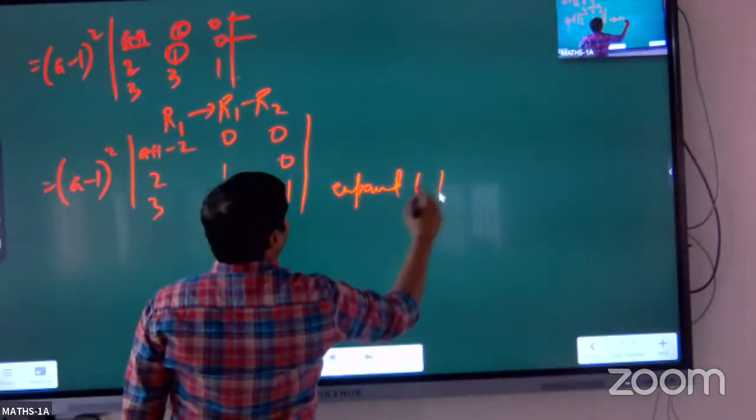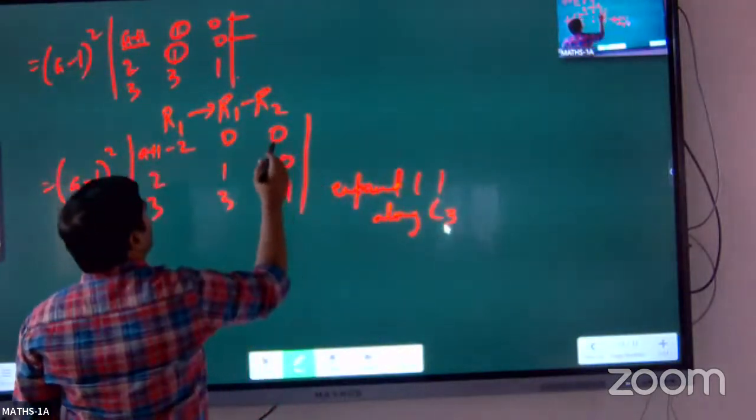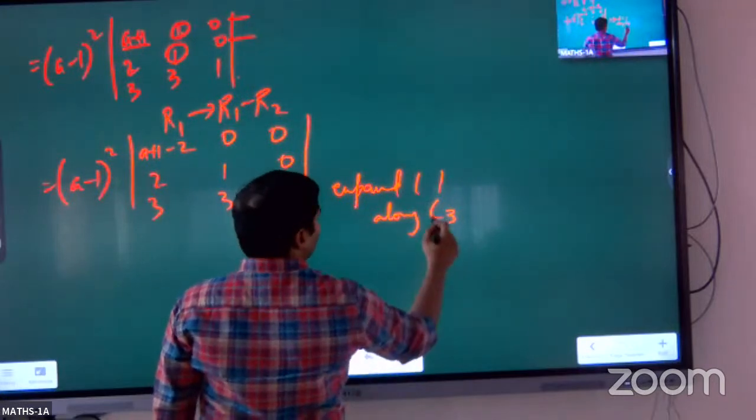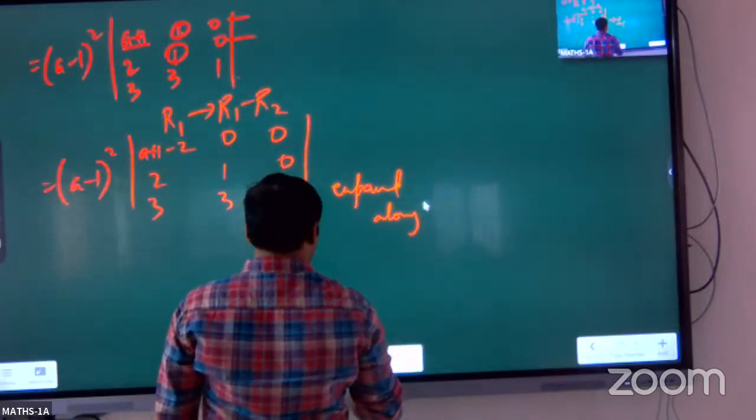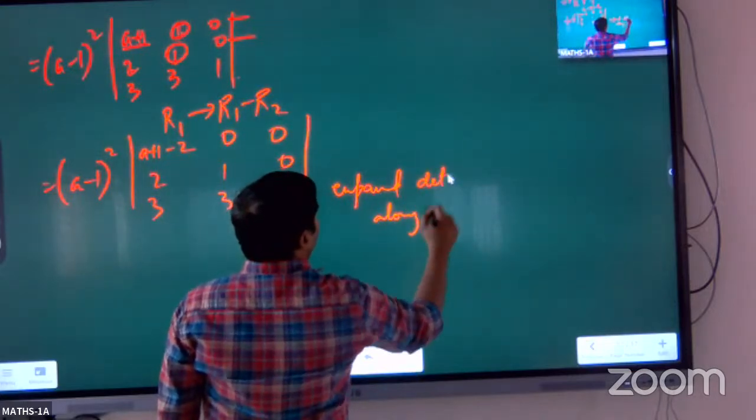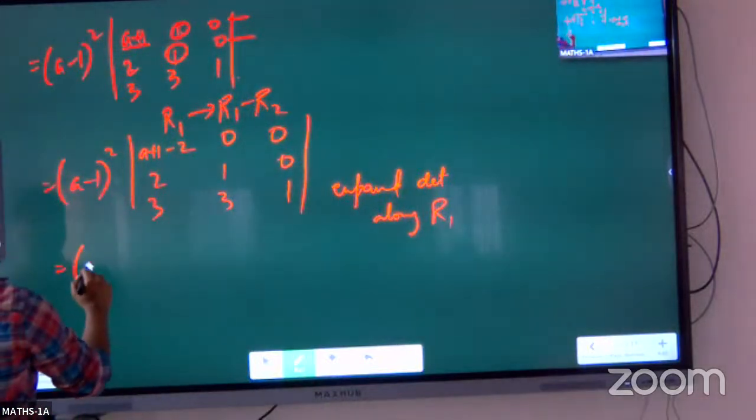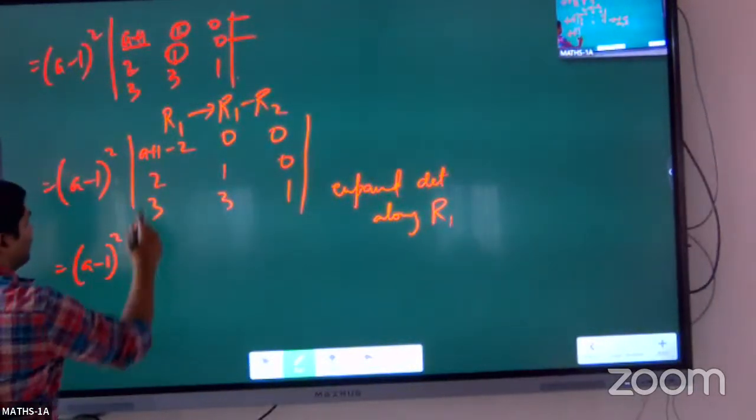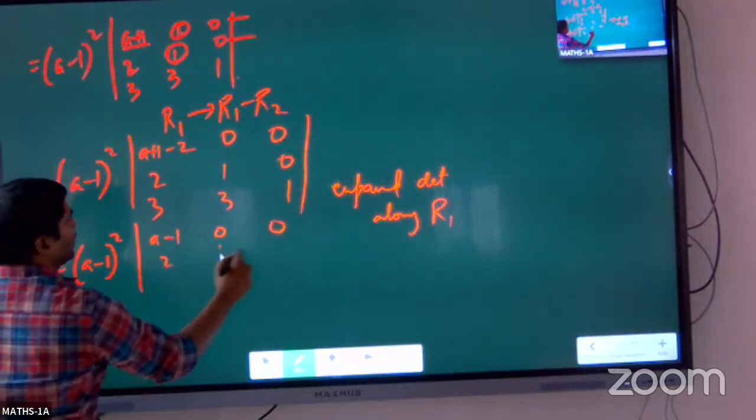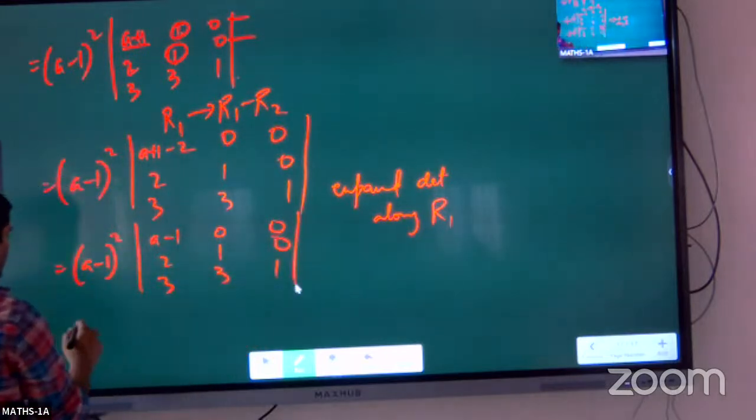Expand that along column 3 because already 2 zeros. Okay, you do one thing. Expand your determinant with column 1 only. Why confusion? Always you do that only, no? Expand that along R1. Okay, that is nothing but A minus 1 whole square, little bit one more simplification. A minus 1, 0, 0, 2, 1, 0, 3, 3, 1. Now expand that along column 1.